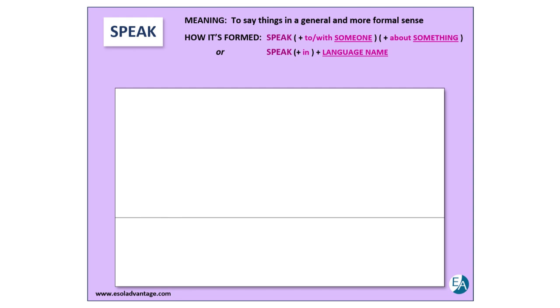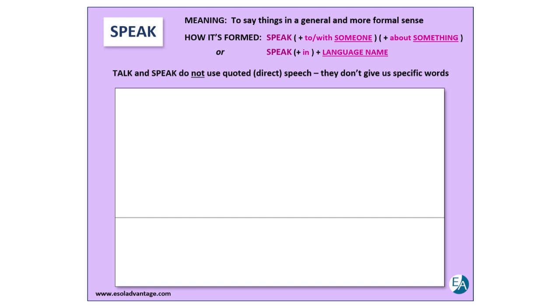We can speak to someone, we can speak with someone. We can also speak about something. And there's several options there, and we'll see some examples in just a minute. But another common way to use speak is speak a language or speak in a language. If we're talking about a language name, speak is a great choice. We said this before, but I'll say it again. Talk and speak do not use quoted direct speech. They don't give us specific words. And that's what makes them different than say and tell.